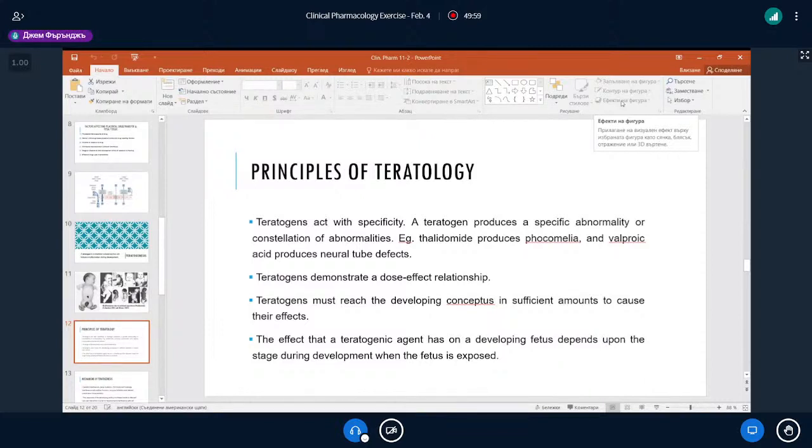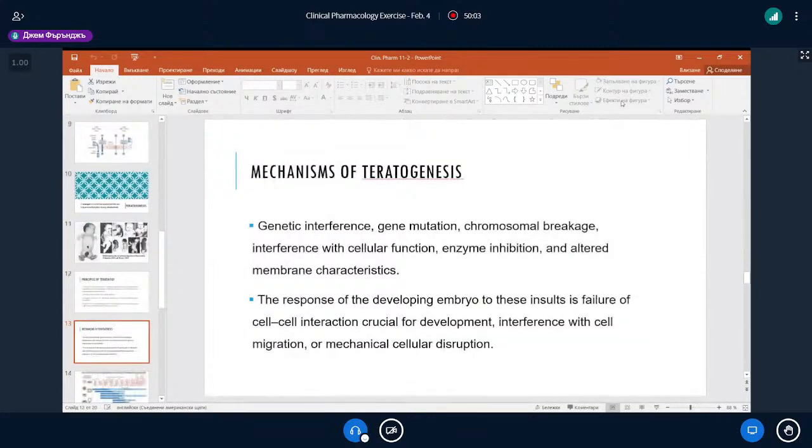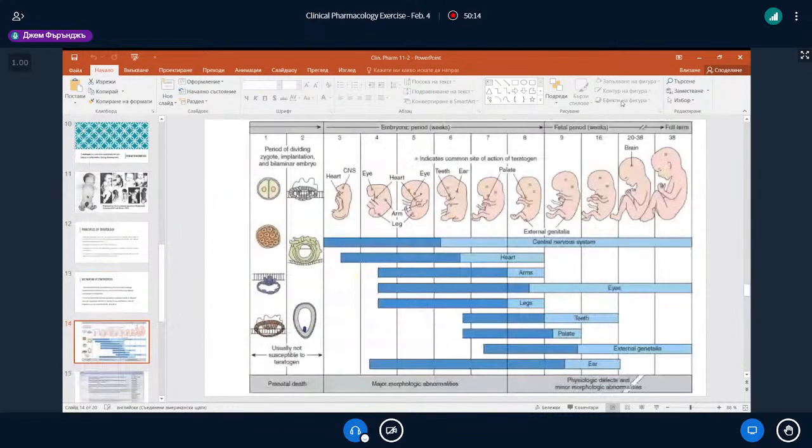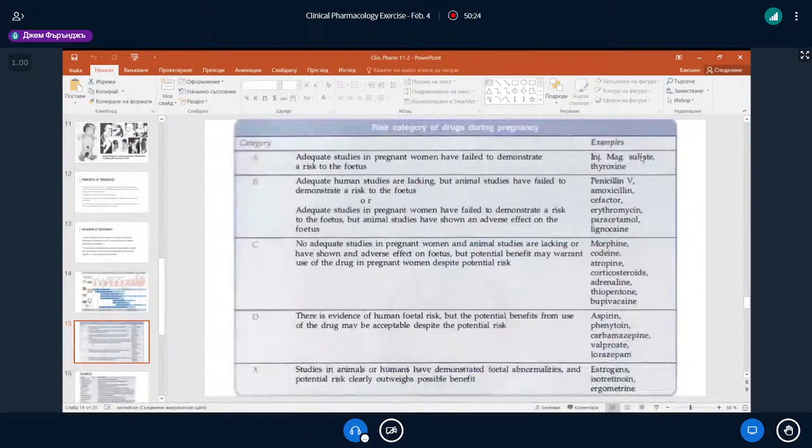There are, of course, other drugs that can cause this, like also ACE inhibitors and ARBs. For these drugs, we know that they're teratogenic, so they must not be used during pregnancy. These are some morphologic abnormalities that can happen during the embryonic period due to some drugs.